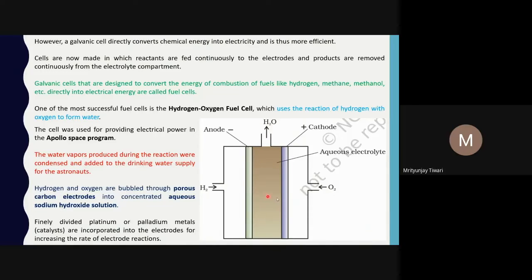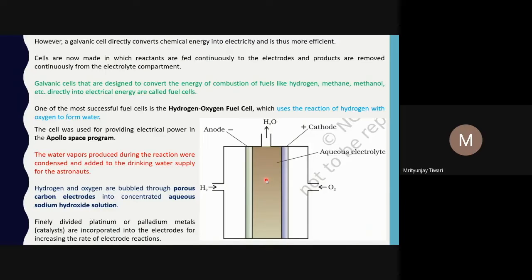You can see here there are three compartments, and they are separated by cathode and anode. Finally, hydrogen and oxygen are bubbled through porous carbon electrodes, and these electrodes are made up of carbon. They are porous carbon electrodes in concentrated aqueous sodium hydroxide solution. So concentrated sodium hydroxide solution is used as an electrolyte.